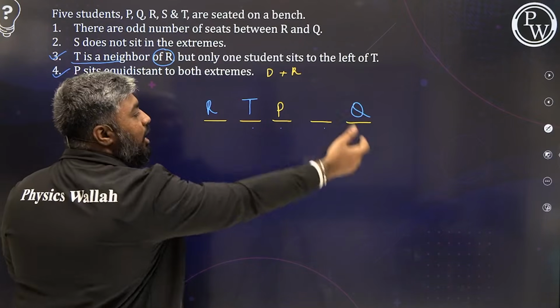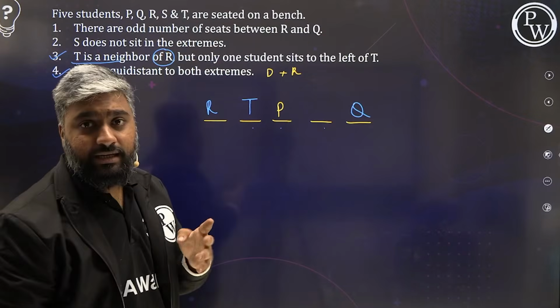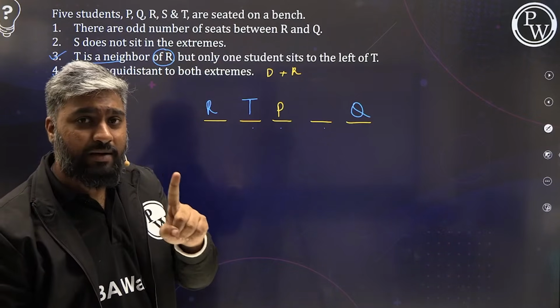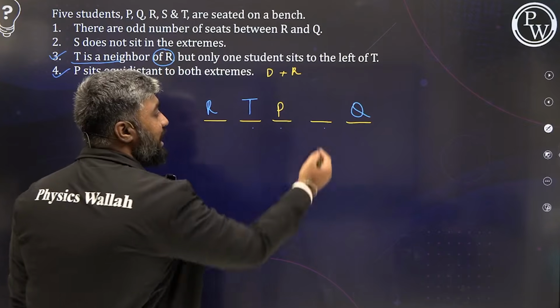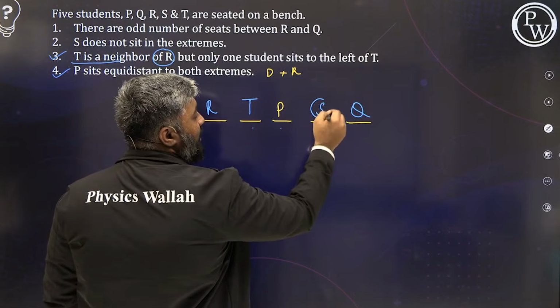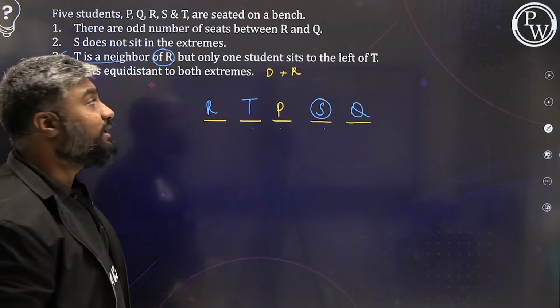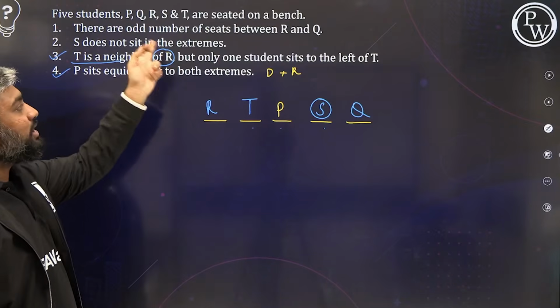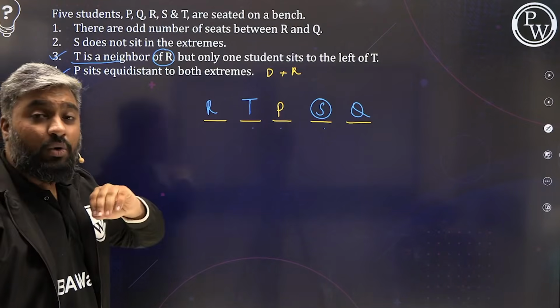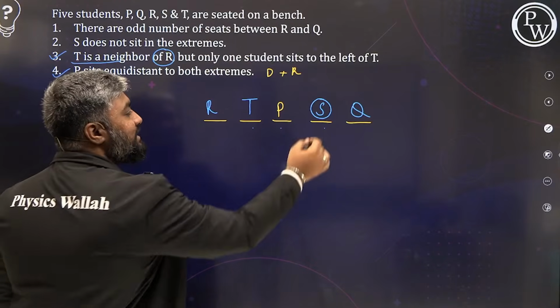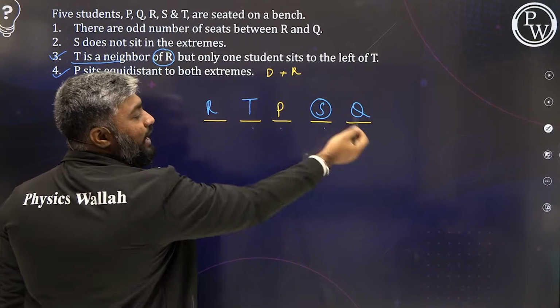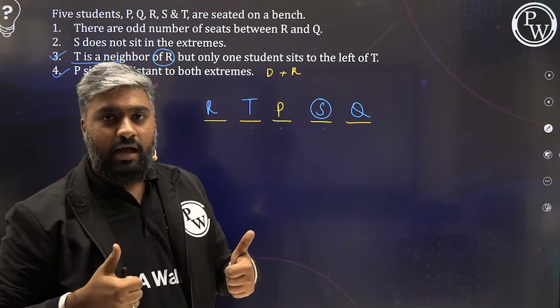I know that out of the 5 people, if 4 people are seated, एक बंदा बच गया. 1 seat, 1 person left. Who's going to take that place? S. Yes. And what is going to confirm that? Our second clue. S does not sit in the extremes. This is only for confirmation. Is S sitting in the extremes? No, S isn't. Yes. I hope that's clear.